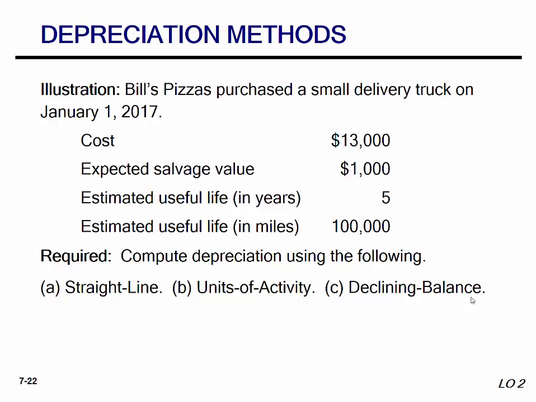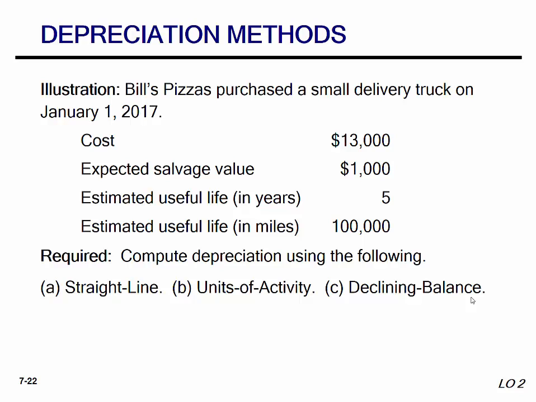So the historical cost number of 13,000, we're going to use that as our starting point. We do not have to calculate depreciable cost. So we don't really need the expected salvage value number. But what you guys are going to find is that we will end up having the book value at the end of the time frame on this asset be equal to that salvage value number.